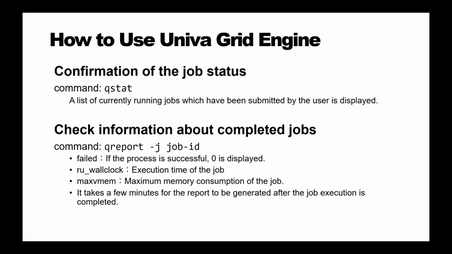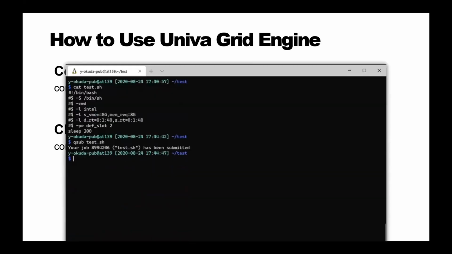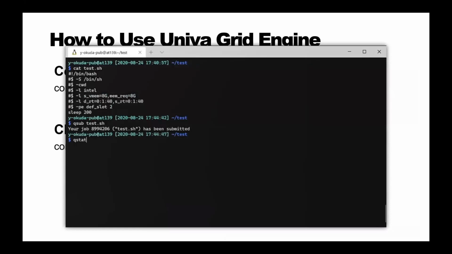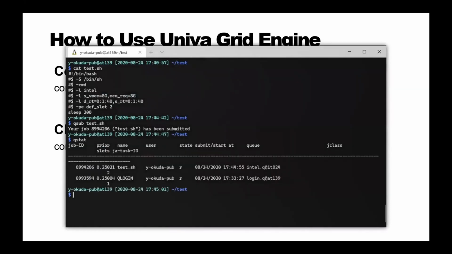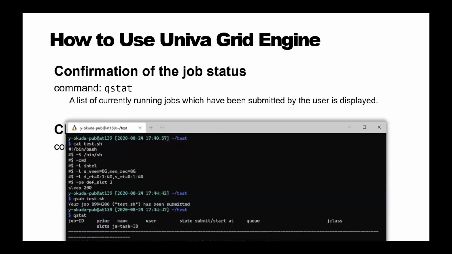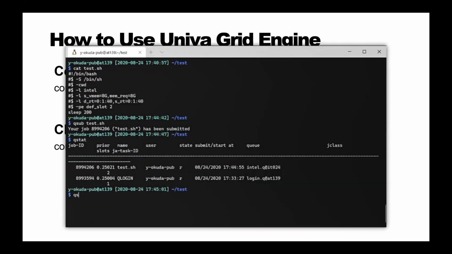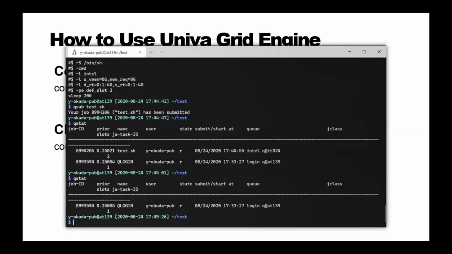Use the qstat command to check the job execution status. When you execute the qstat command, the user's jobs who execute the qstat command are listed. As you can see, the job ID I just registered is displayed. When the job finishes, the job ID disappears from this list.